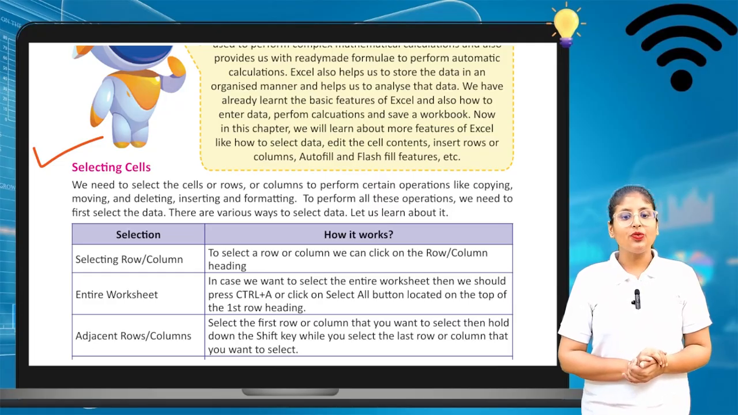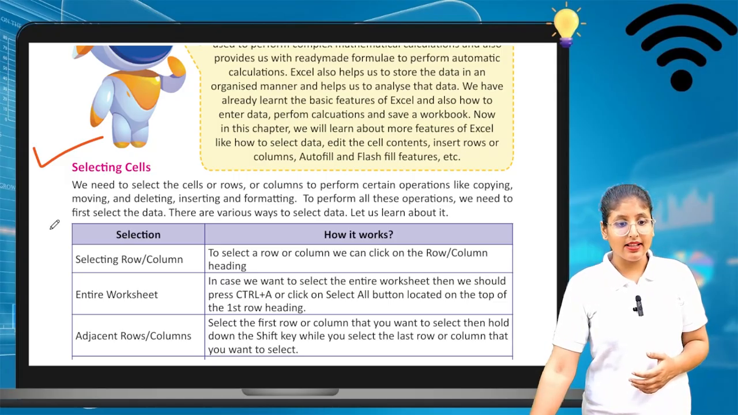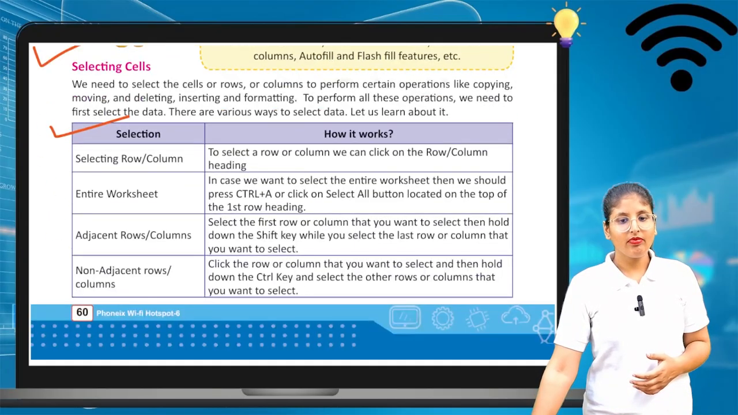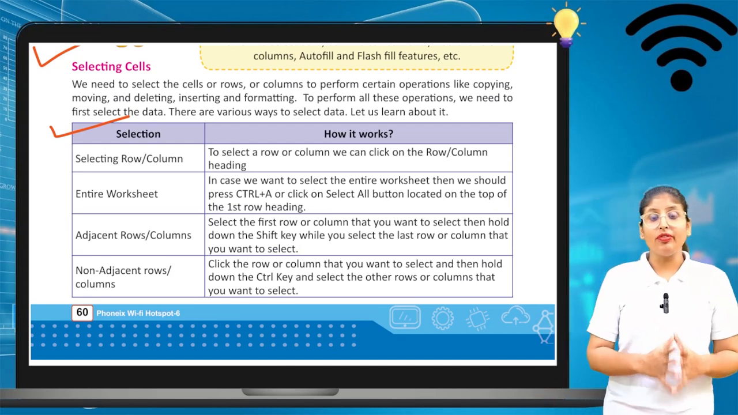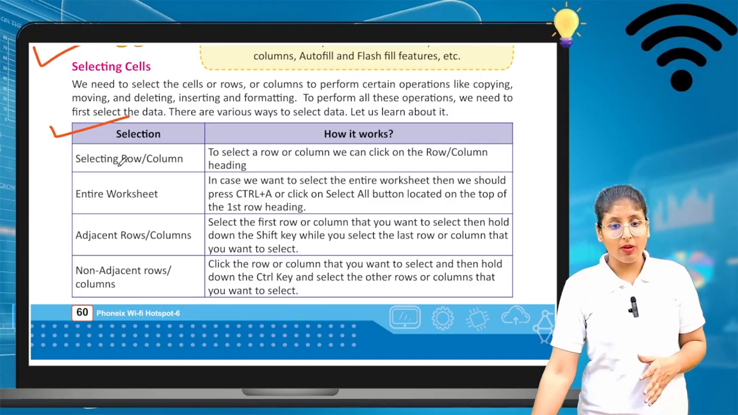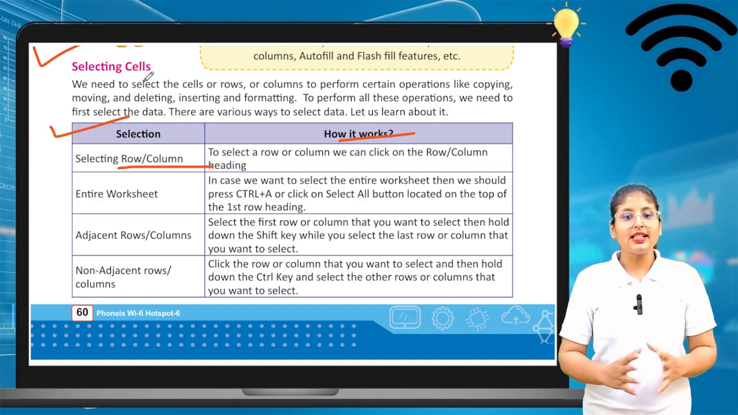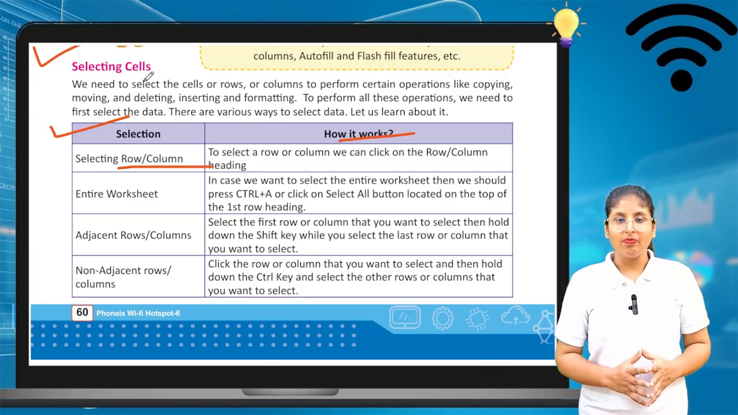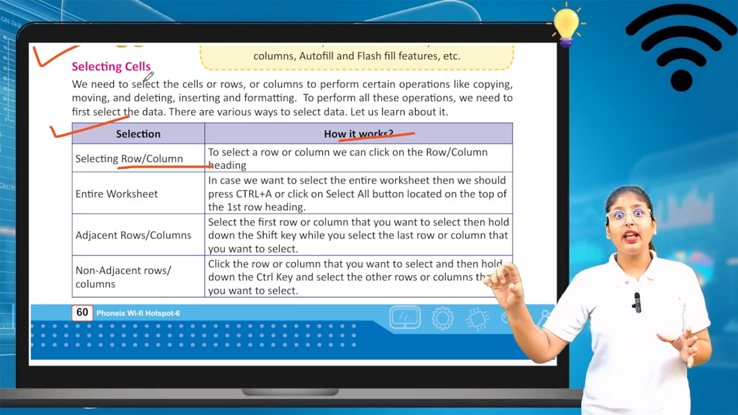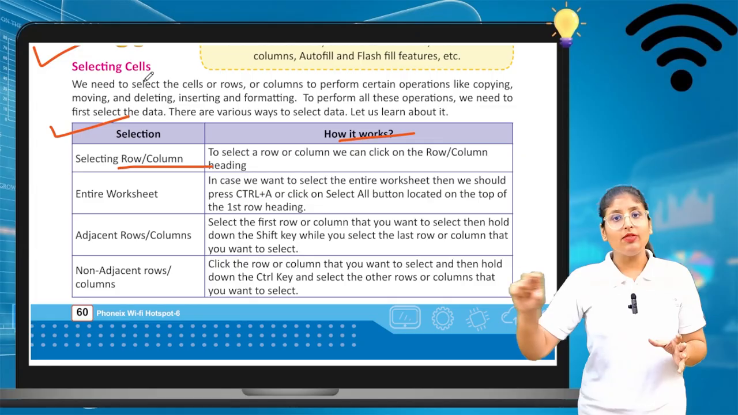There are various ways to select data. So let us learn what are the ways to select any data. First, we will see selecting row and column. If you want to select a row or column, how can we do it? We can click on the row and column heading, so that the whole row or column will be selected.